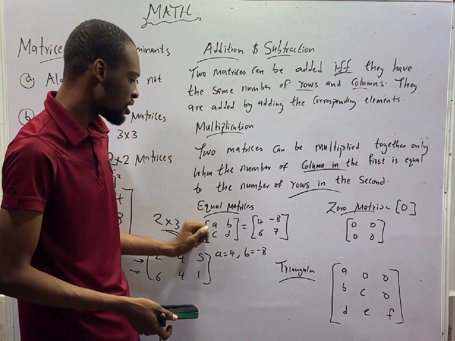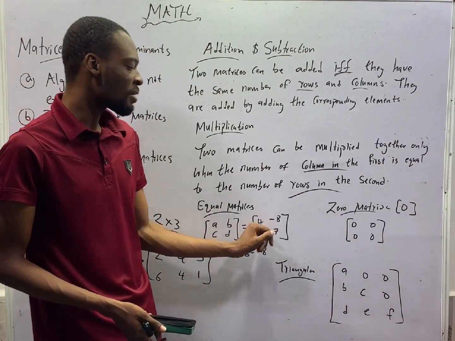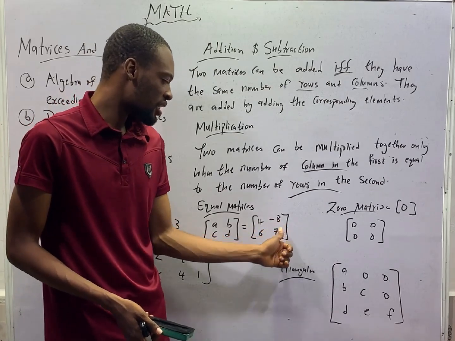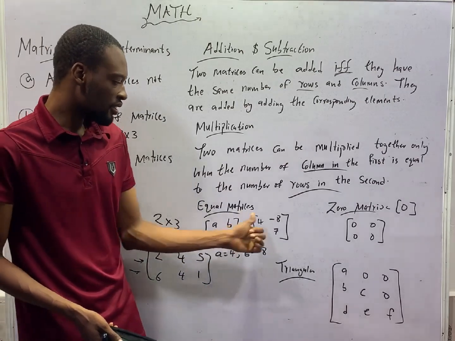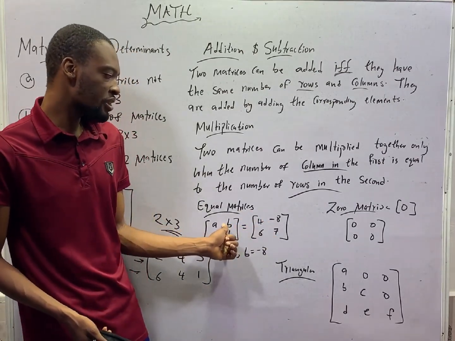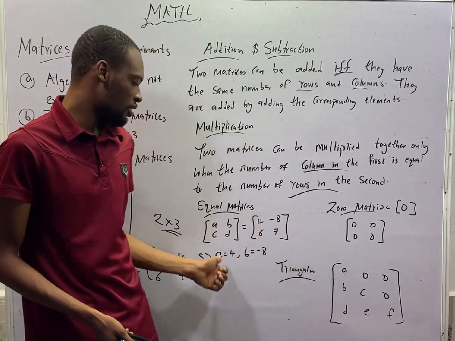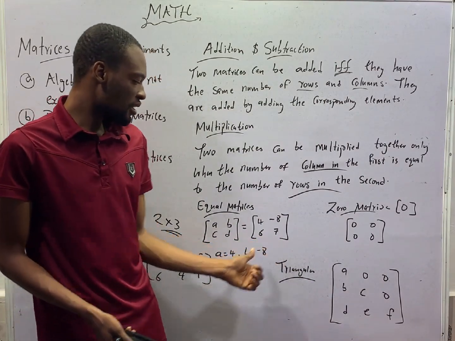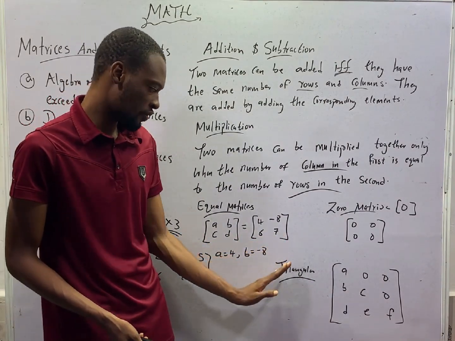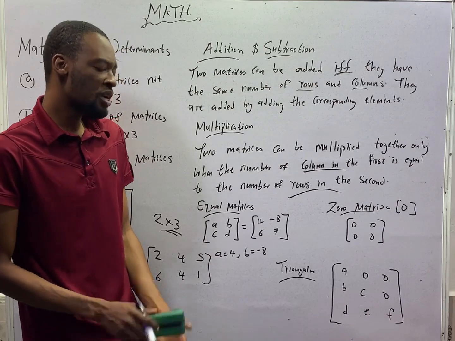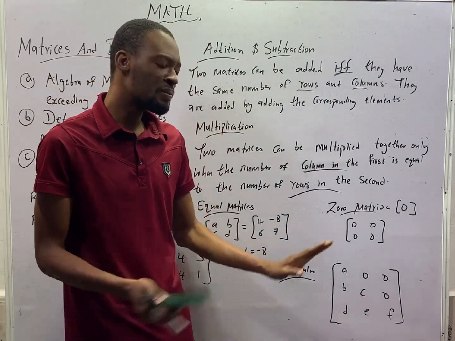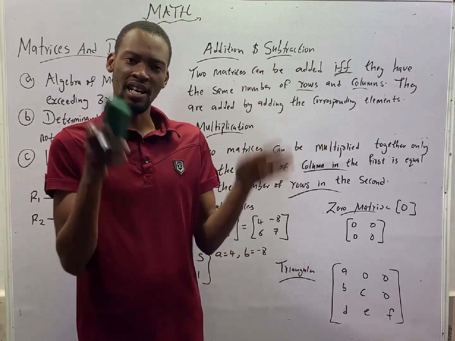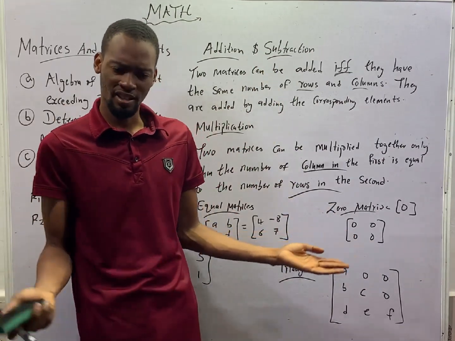And equal matrices are matrices that have corresponding elements to be the same. If you have matrix A, B, C, D, and you have another matrix 4, minus 8, 6, and 7, they can both be equal if A is equal to 4 and B is equal to minus 8. Then C is equal to 6 and D is equal to 7. And a matrix is said to be 0 or zero matrix when all the elements are 0. Everything in the matrix is 0, 0, 0, 0.